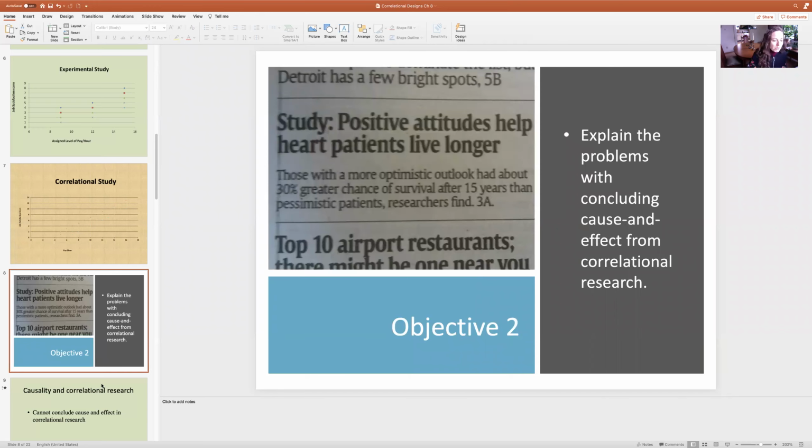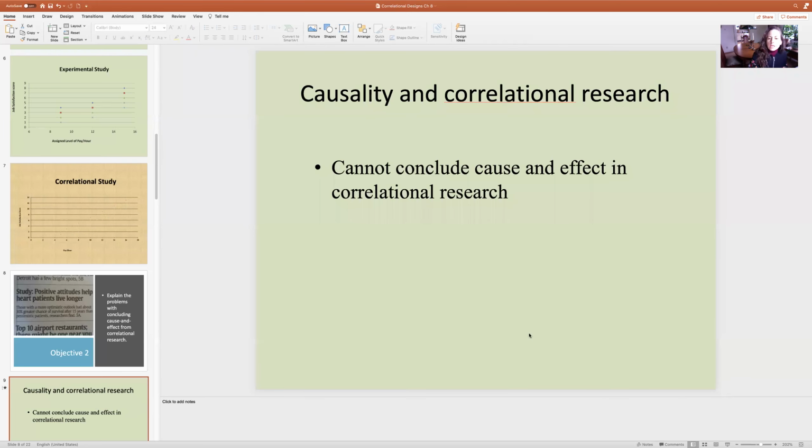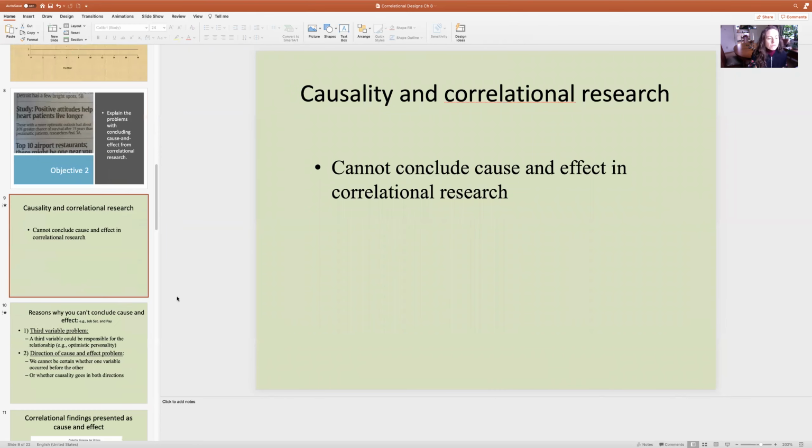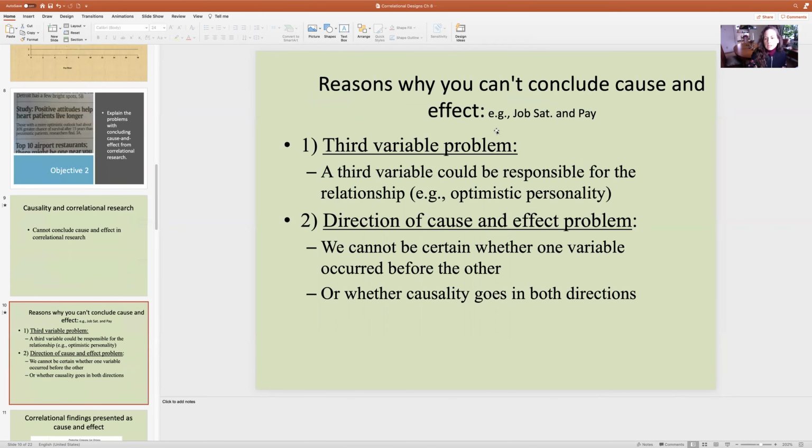Explain those problems with concluding cause and effect. We cannot conclude cause and effect from correlational research, and I'm sure you have heard that before. We're going to talk about some reasons why we can't conclude cause and effect. So let's go back to this example of job satisfaction and pay.